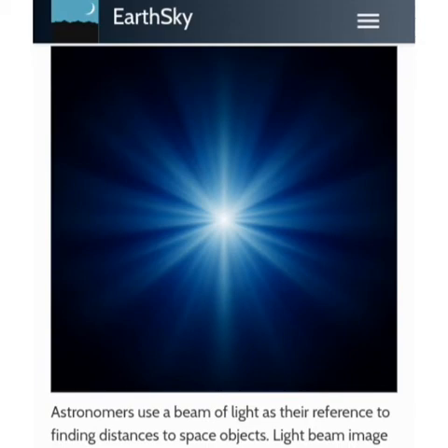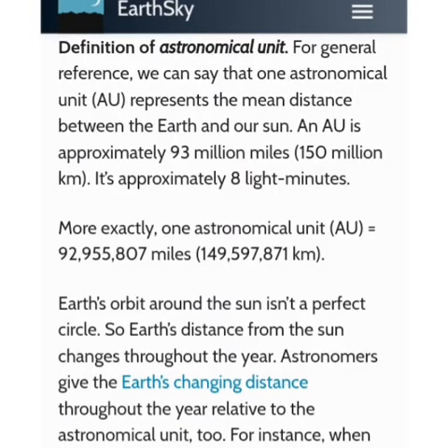Astronomers find out the distance to space objects. We know that space objects include the solar system, celestial objects, meteoroids, asteroids, etc. So this is the light beam.